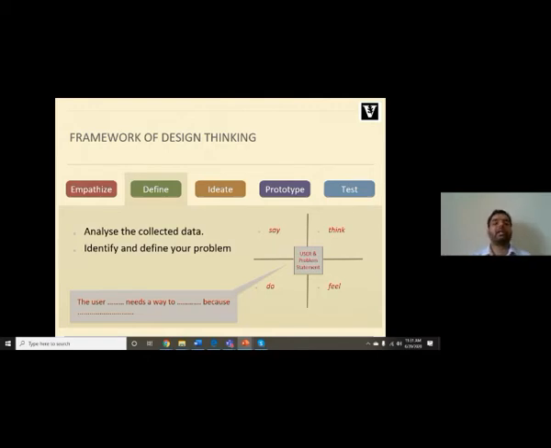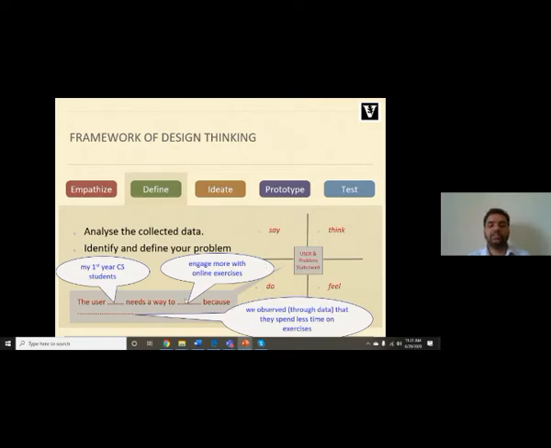one example of how our final definition should look is this. Once you analyze all these four things and come up with a definition, the definition should look something like this: the user ABC needs a way to do something because I observed something else. So I'm just giving an example from education. The user, my first year CS students, need a way to engage more with online exercises because we observed in the data that they spend less time on exercises, right?